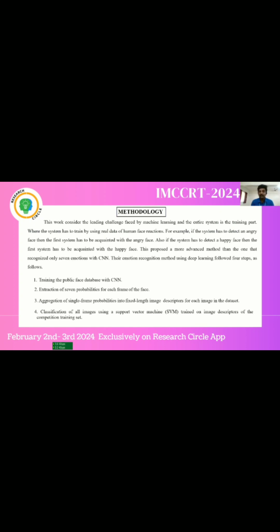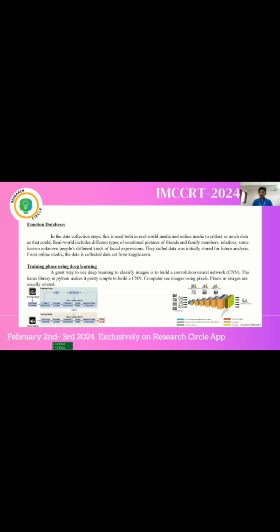First, we train our database. We take our database as our data and train the algorithm and methodologies on it. Extract the seven probabilities of each face as face probabilities. Then convert the face probabilities into a fixed-length representation of each image in the dataset. Classify all the images using the support vector machine, SVM. Train our input data and give the proper output as our emotions.